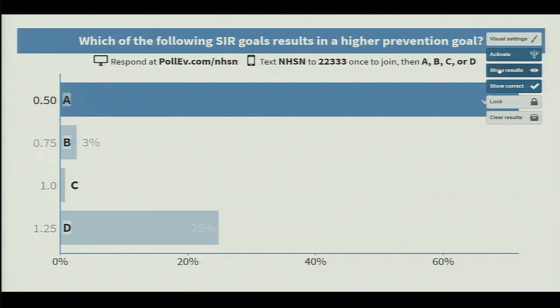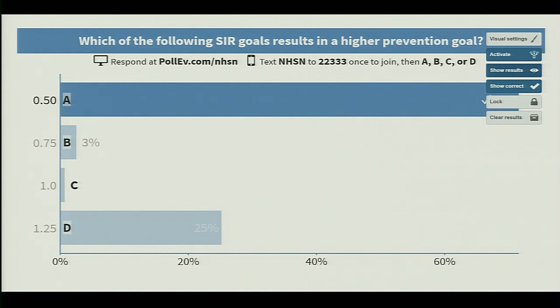All right, very good. So the lower the SIR goal, the higher the prevention goal would be. An SIR goal of 0.5, meaning that's what we're pushing for. We're pushing for a much lower SIR. So 0.5 means that our prevention efforts, our prevention goal, is going to be that much greater. And again, just think of your SIR goal being, what would you want your SIR to be?